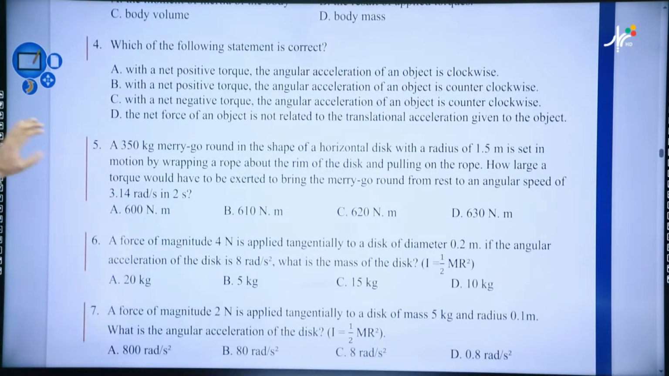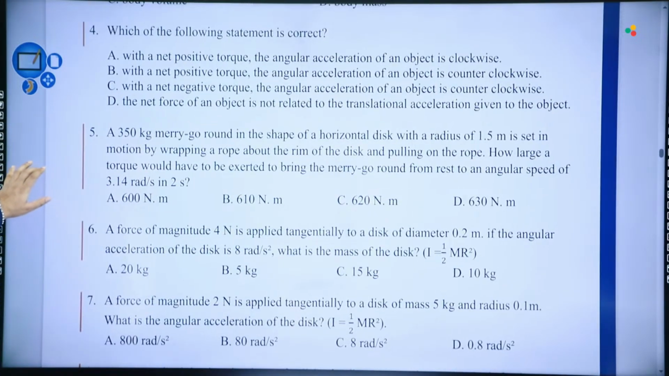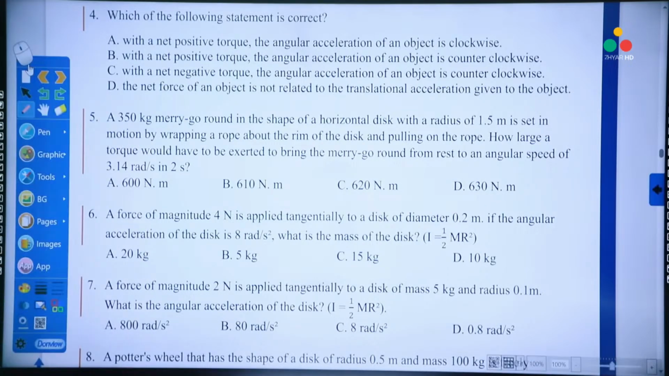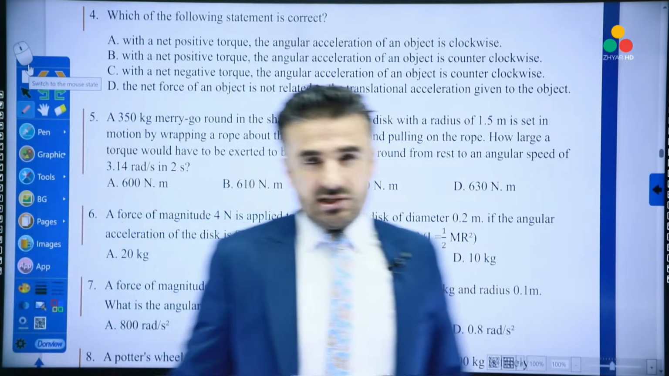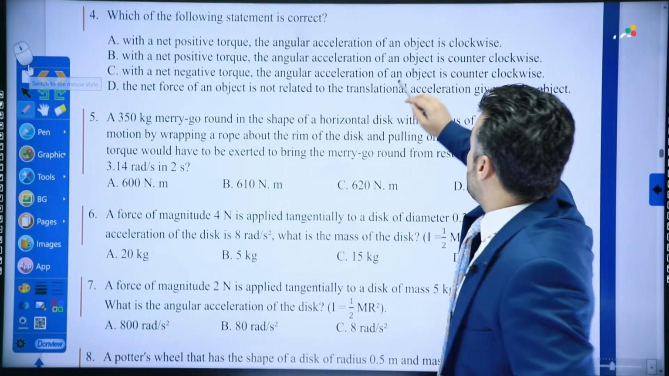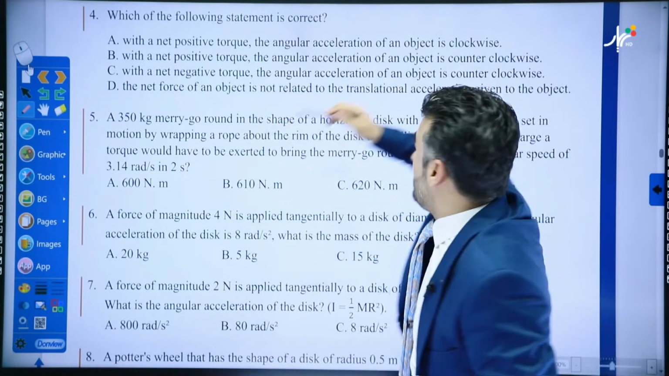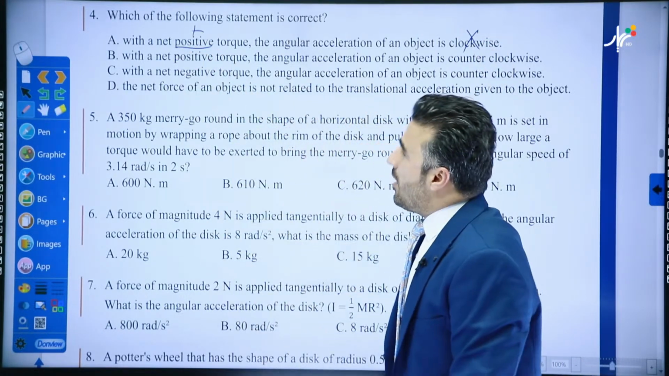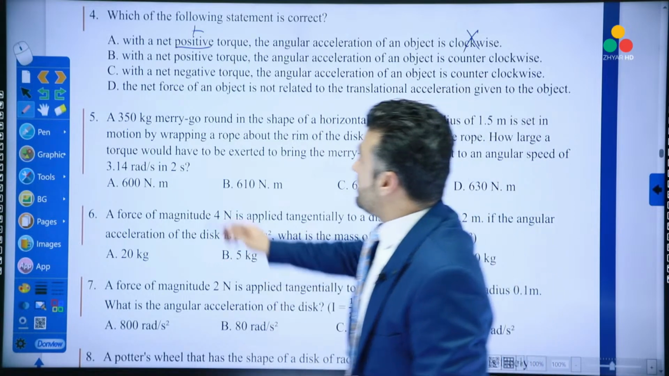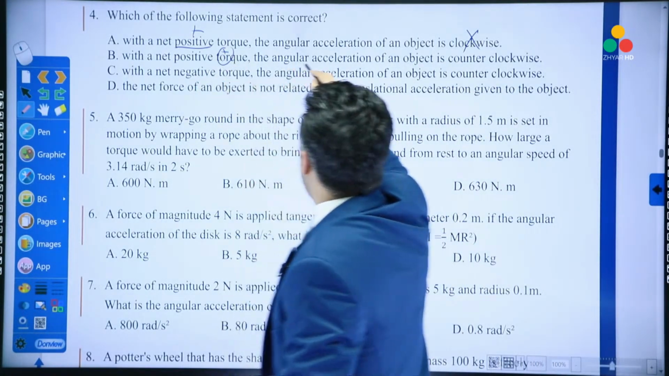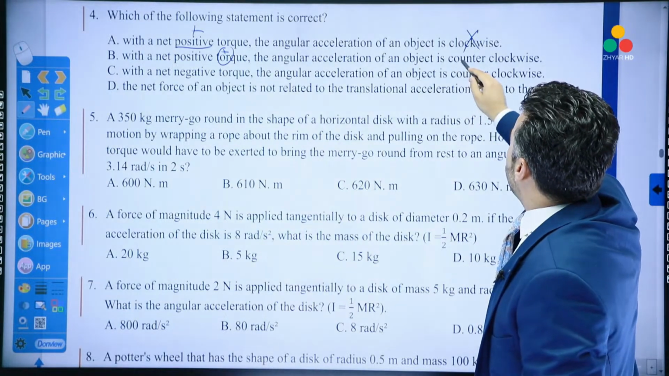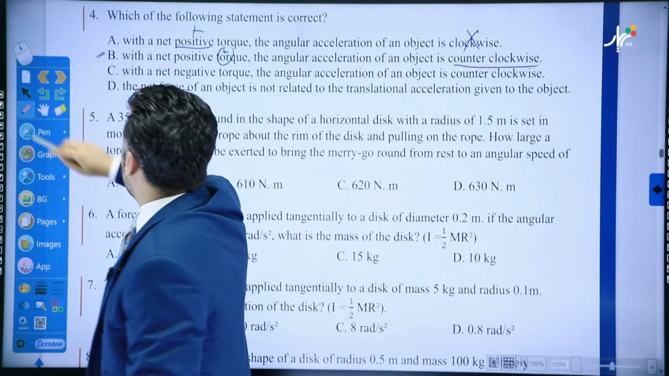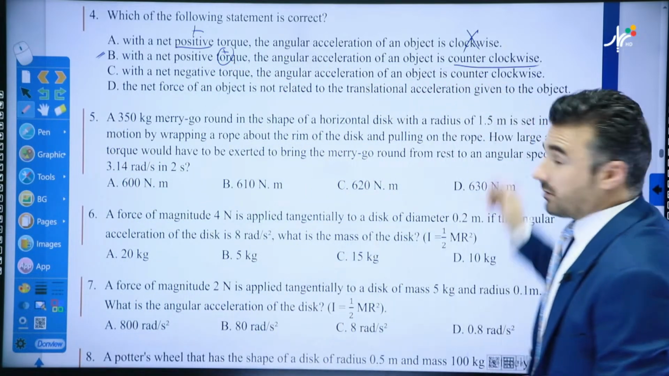Question 4 says, which of the following statements is correct? With a net positive torque. Now, do you remember what net positive torque was? We said the angular acceleration must increase. It says the angular acceleration of an object is clockwise. Is it? No, it has to be counterclockwise because it is positive, yes? Now option B says with a net positive torque, the angular acceleration of an object is counterclockwise. So this is possible. Let's keep an eye on B, okay? Because it says positive and it says counterclockwise.